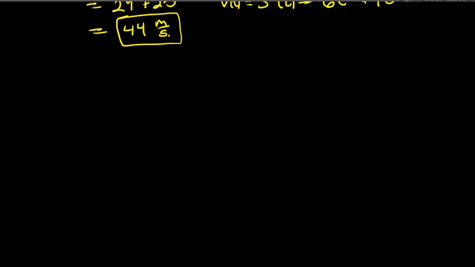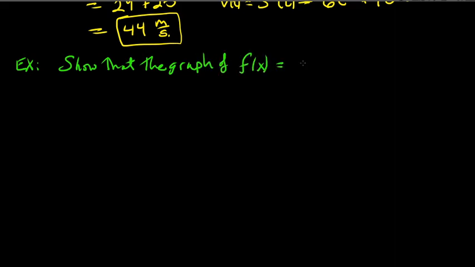But then there's the other interpretation as the slope of the tangent line. So let's look at this example. Let's show that the graph of the function f of x equals 5x minus 2 cosine of x has no horizontal tangent line.